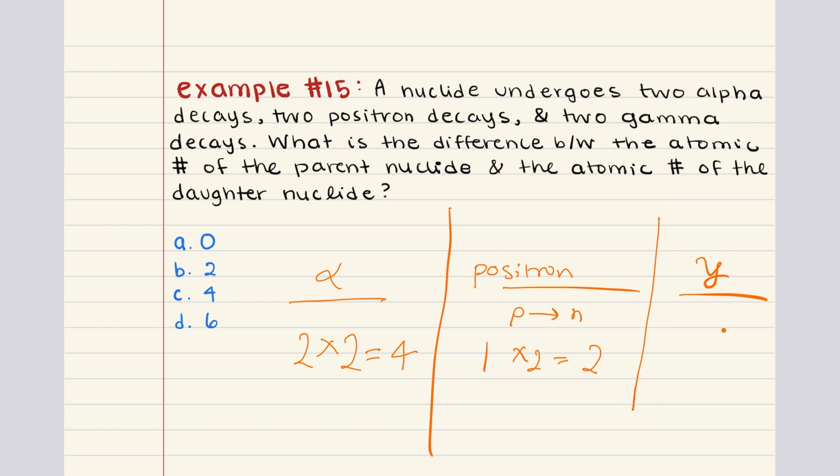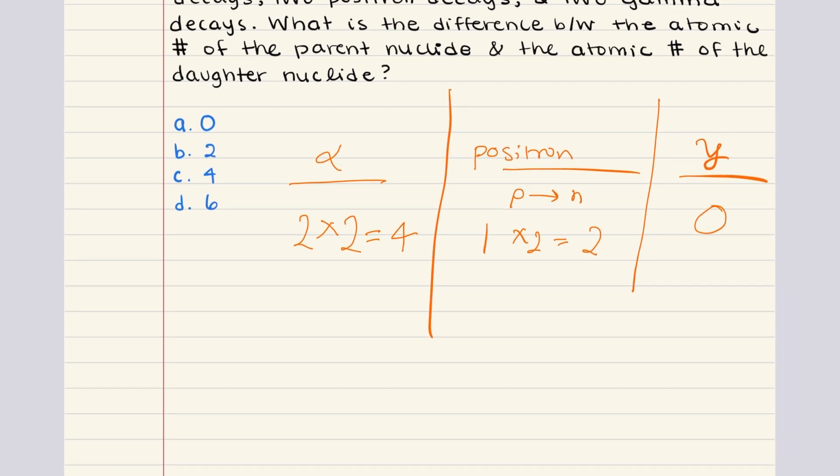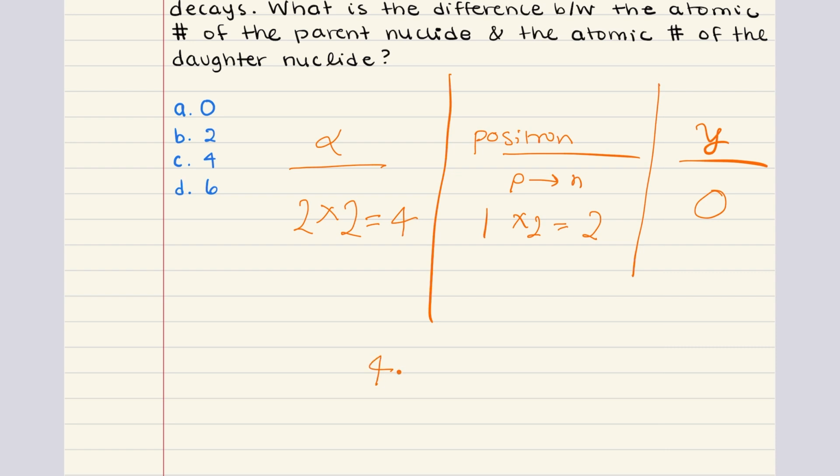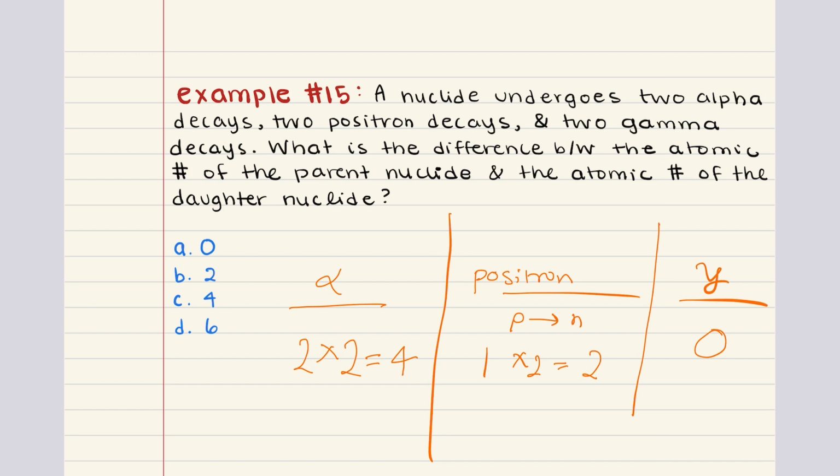Now adding up all of these changes, we have 4 plus 2 plus 0. This gives us a total reduction in the atomic number that's equal to 6. Therefore, the difference between the atomic numbers of the parent and daughter nuclide is 6. So the correct answer for problem 15 is D.